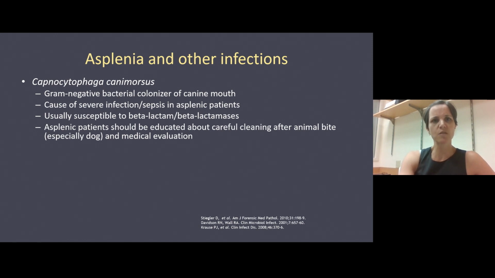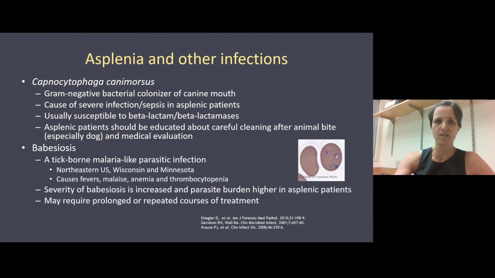So 2 other pathogens we worry about in asplenic patients. One is Capnocytophaga canimorsus, which colonizes dog mouths. It can cause sepsis and an infection that looks like meningococcus. It's usually susceptible to beta-lactam, beta-lactamase inhibitor combinations, so things like ampicillin sulbactam. And asplenic patients just need to be educated about this. They need to carefully clean animal bites, and they should call if they get an animal bite, because typically people would give a short course of something like amoxicillin clavulanate to prevent an infection from this pathogen.